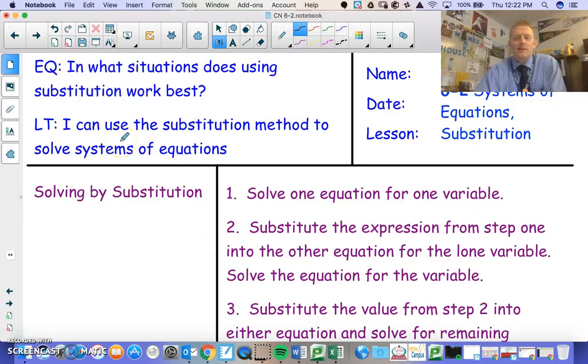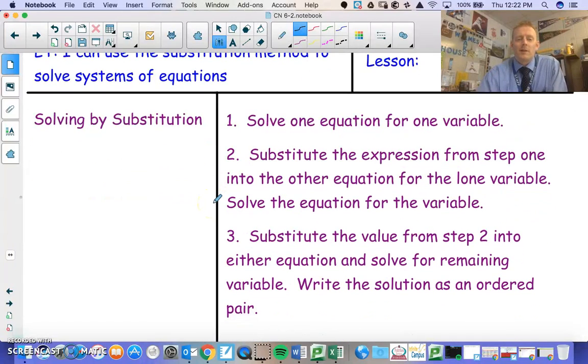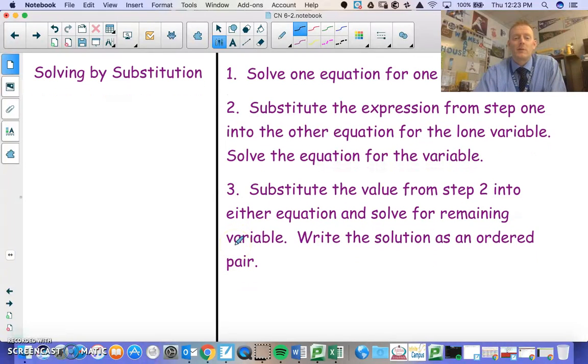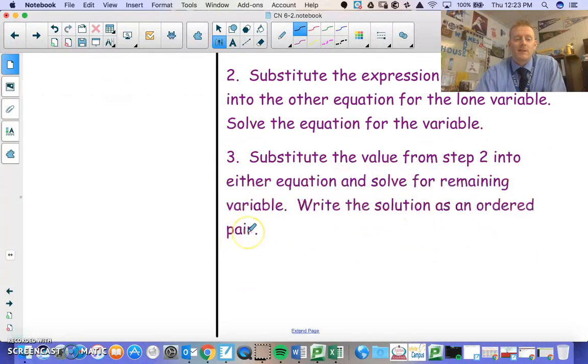All right, so we're talking about 6-2. It's systems of equations, solving them by using the substitution method. I would encourage you to follow these steps. Step 1 is to solve one of the equations for one variable, making it say x equals or y equals. The next one is to substitute that expression from step 1 into the other equation, and then solve the equation for the other variable. Step 3 is to substitute what you found for the x or the y back into the equation to see what the other variable is, either the x or the y. So we'll show you what those steps look like. I would encourage you to write these things down into your notes.